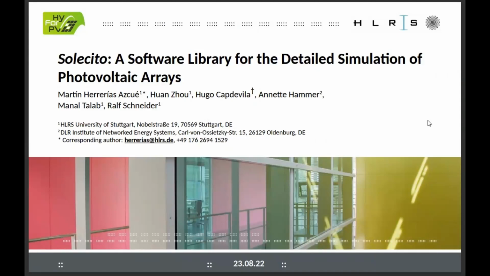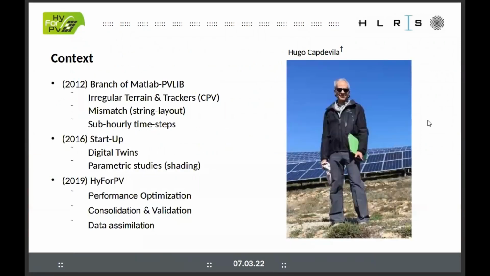Good evening, everyone. I'll be presenting part of my work of several years now, lately with my colleagues at the High Performance Computing Center at the University of Stuttgart, and with help from the DLR Institute of Network Energy Systems for the validation.